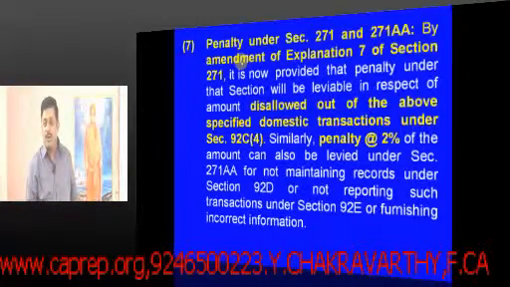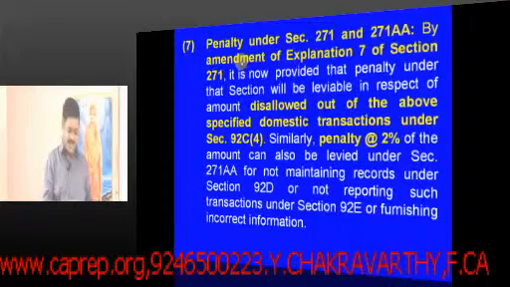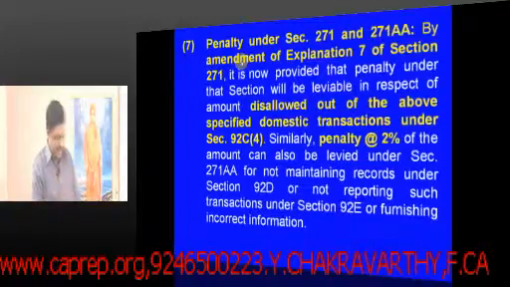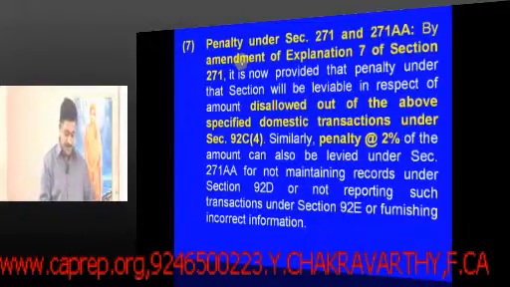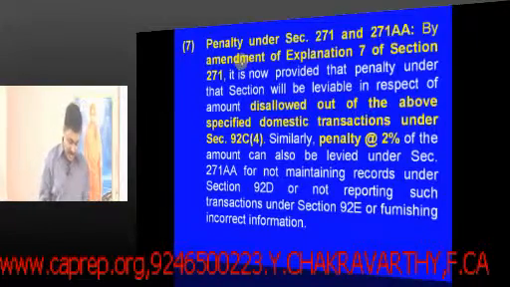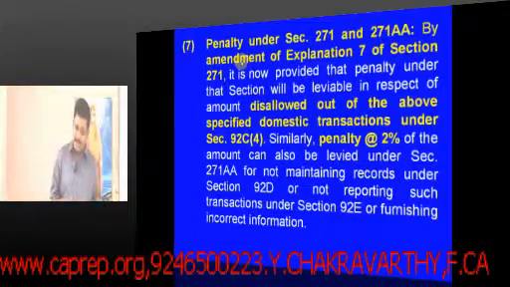Please make a note of all the important points with respect to specified domestic transactions, which as students you have to remember and rewrite in the exam. Write down specified domestic transaction.